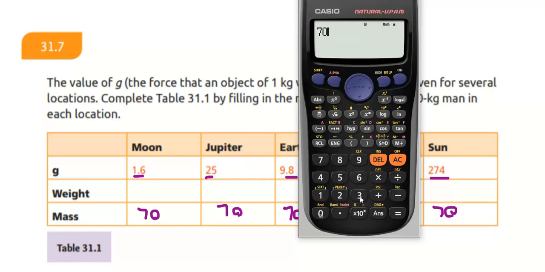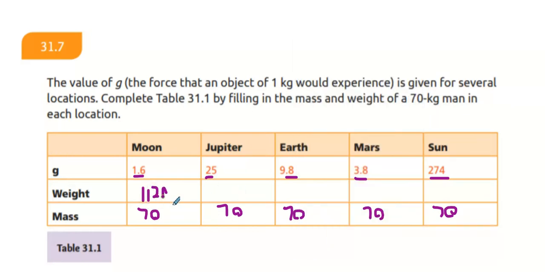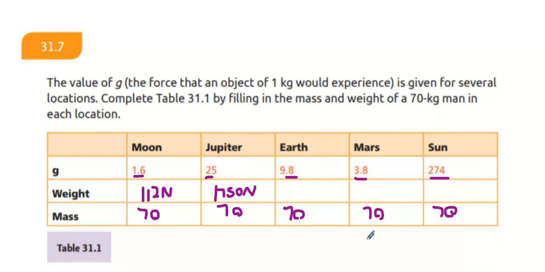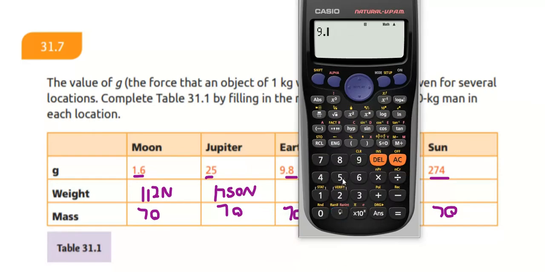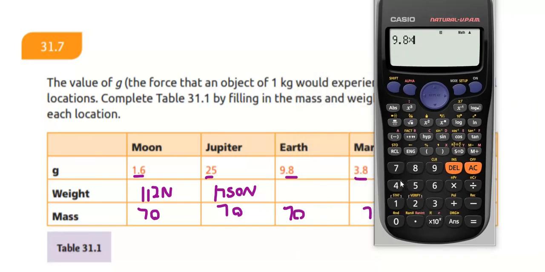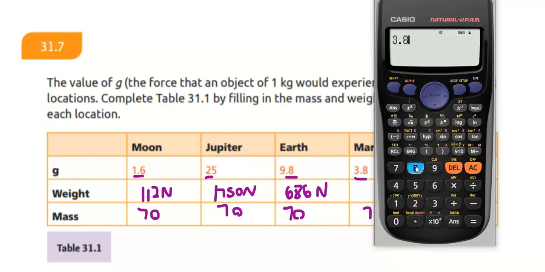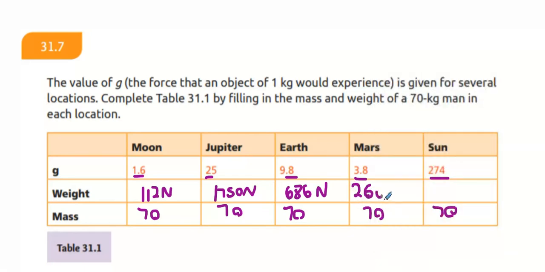To get the weight on the moon, you multiply 70 by 1.6 and you get 112 newtons. Then it's 70 times 25, 1,750 newtons on Jupiter, which is very large, close to 3 times that of Earth. Then 9.8. You guys use 10 in the junior cert, but in this case we'll use 9.8 times 70, 686 newtons. And 3.8 for Mars, because Mars has less gravity than the Earth. What we get there is 266 newtons.